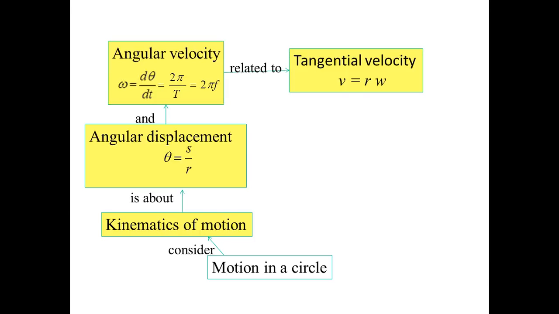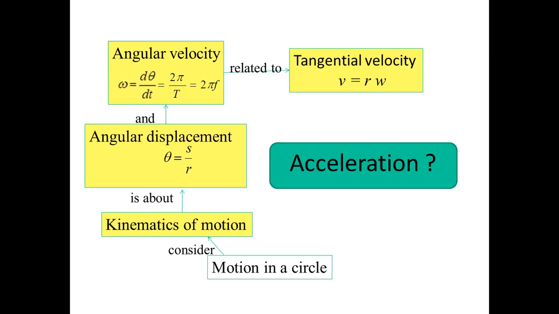The kinematics of circular motion is about angular displacement, angular velocity as well as the tangential velocity. Okay, we have defined all these terms. Today what we are looking at will be the acceleration.